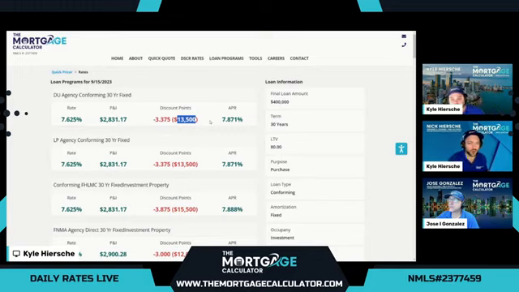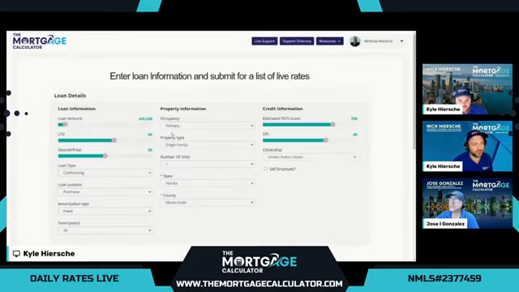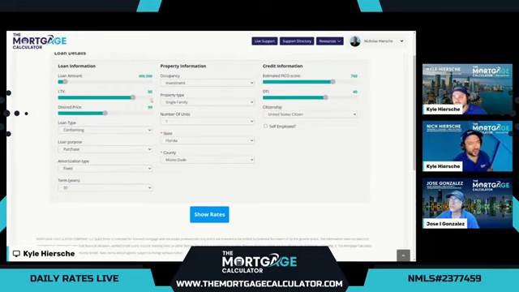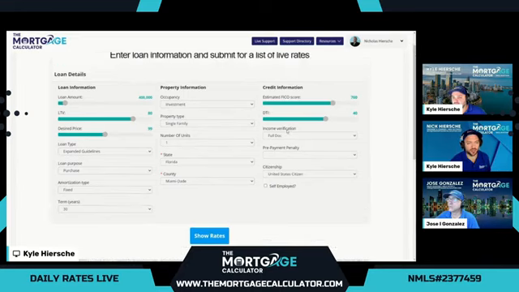Most investors would rather spend that elsewhere, so they would like other options. Unfortunately, conventional doesn't really have any other options. So that's where we love to present our non-QM. So we'll do our final demo here for live pricing, investment property, 80 LTV, 20% down payment. And this time we'll choose expanded guidelines non-QM.